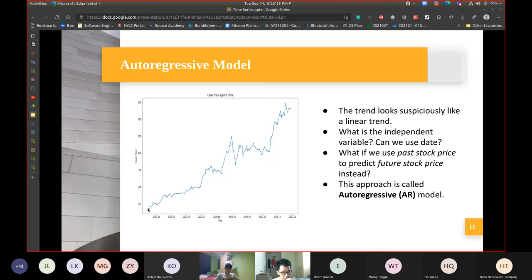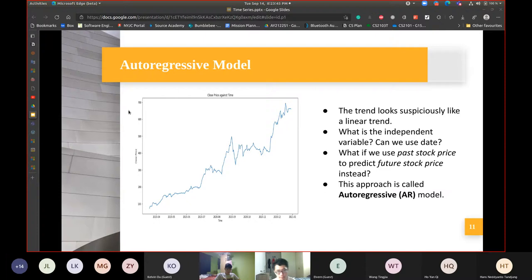Does that make sense? So we can't just assume that time is inherently related to the stock price? Yeah, so if you straight away do a linear regression, then the assumption made is that time predicts price, right? Whether or not that assumption is true remains to be seen. But that is an approach that you can take.